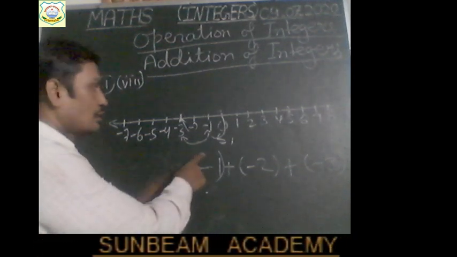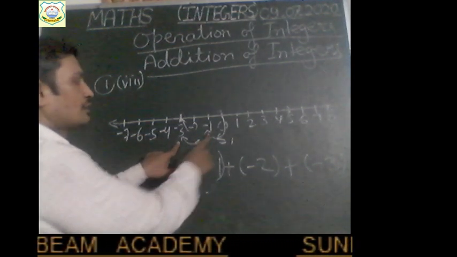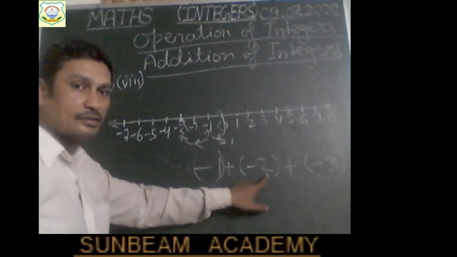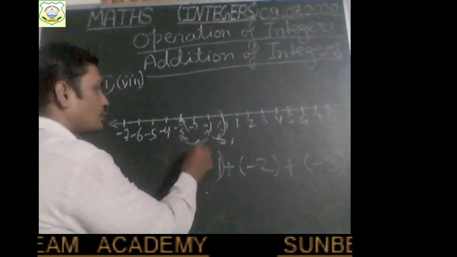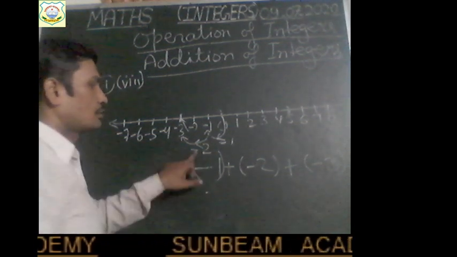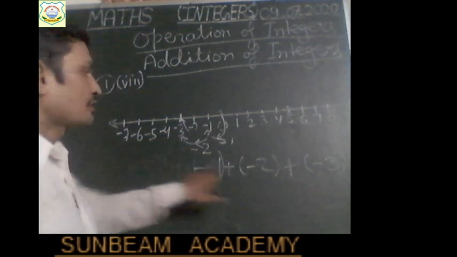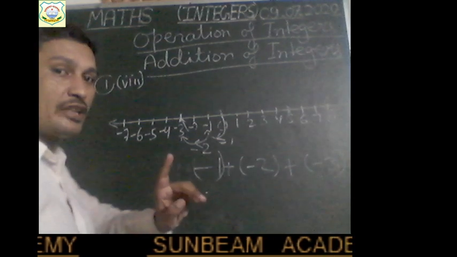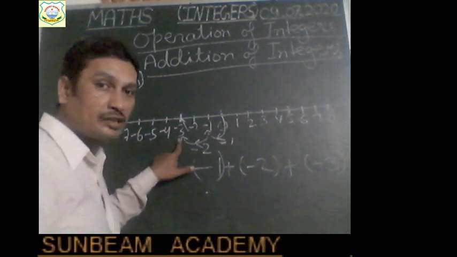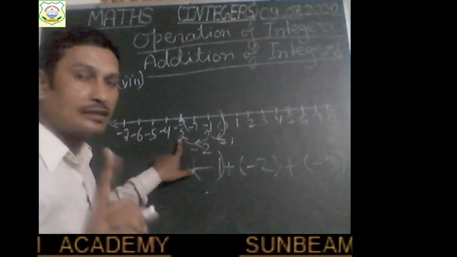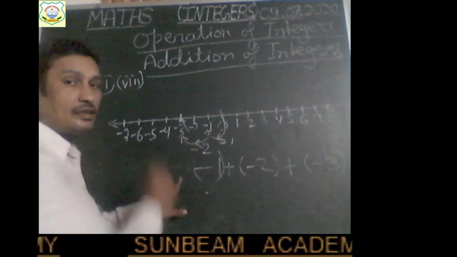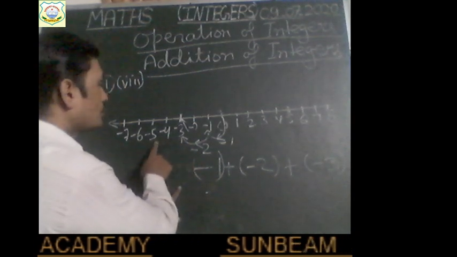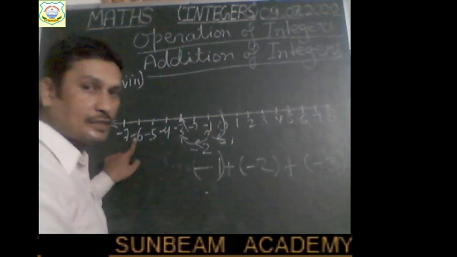For the second jump, show the direction from -1 to -3 and write the steps. How many steps? 2 steps, in the negative direction. So write -2. Right, children? After that, the third jump is -3. 3 steps in the negative direction. From where, children? From -3. Because you are now on -3. Start from -3 and 3 steps in the backward direction. So 1, 2, 3.